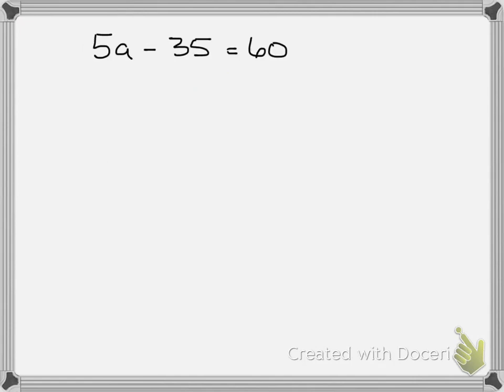Let's try another one. 5a minus 35 is equal to 60. What would my first step be? That's right, to add 35 to both sides, because I want to get rid of it on the left-hand side. We're going to add or subtract. That's our first step always.